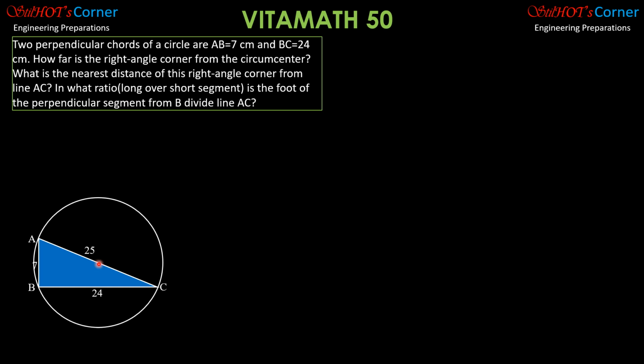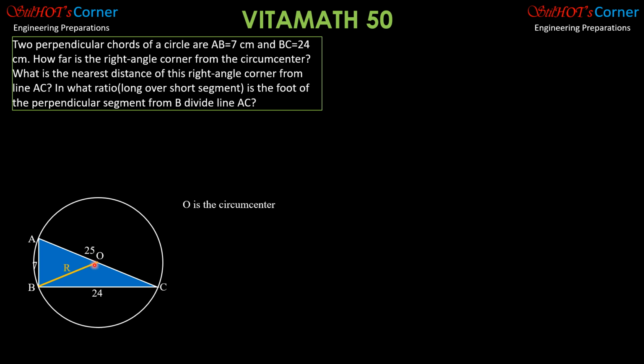The circumcenter is the center of the circumscribing circle about a triangle. So therefore, the distance from B, which is a point at the periphery of the circle, to the circumcenter, is also the radius of the circle. So O is called the circumcenter. B to O is the distance we're looking for. Distance from the right angle corner B to circumcenter O.